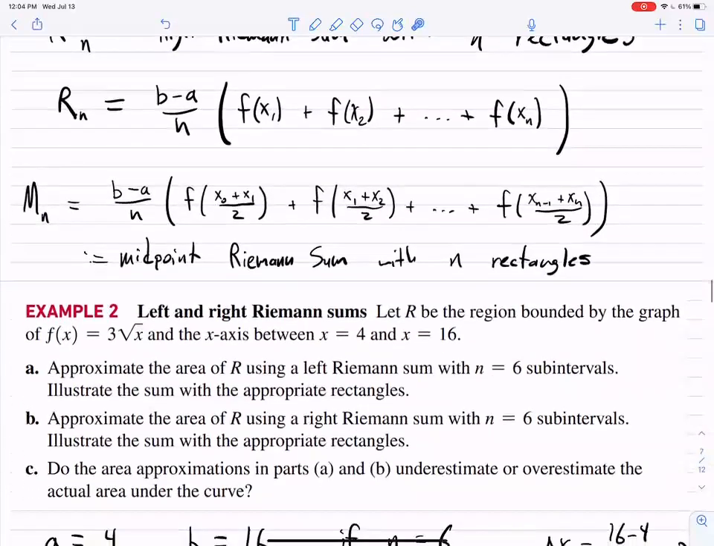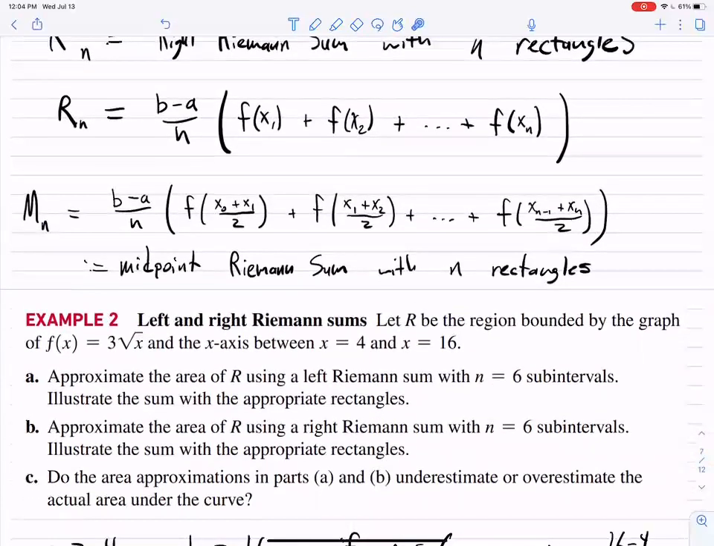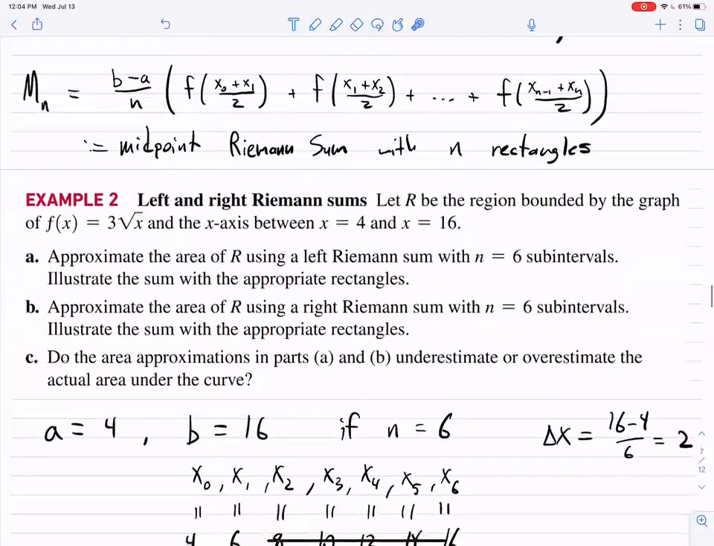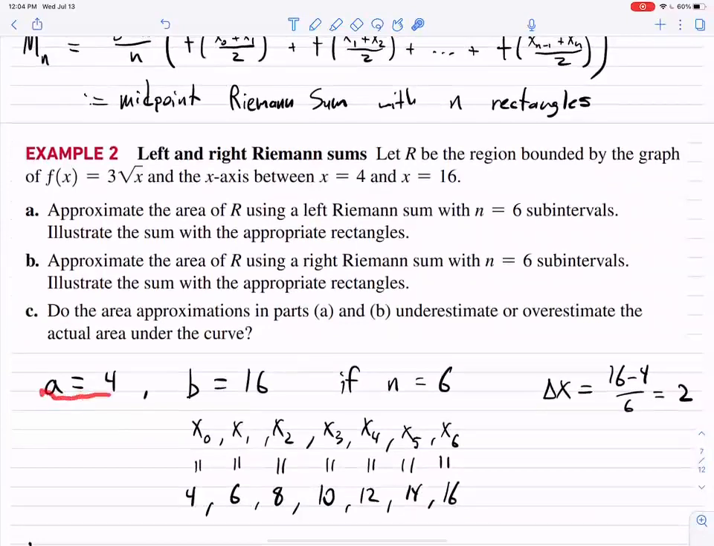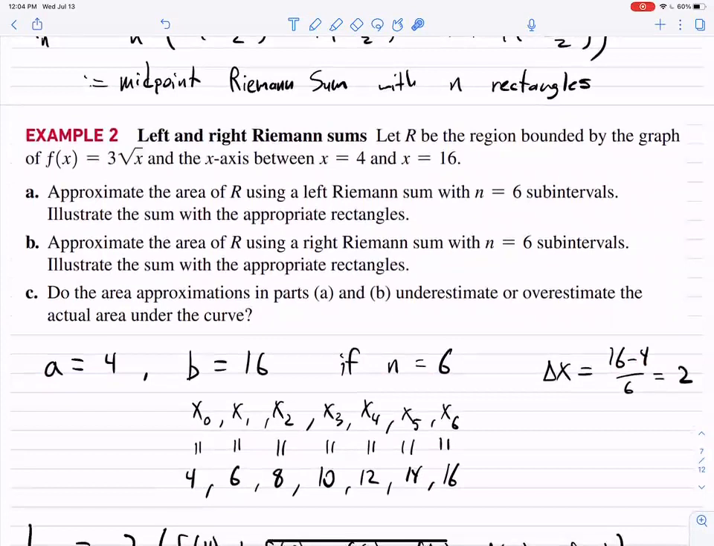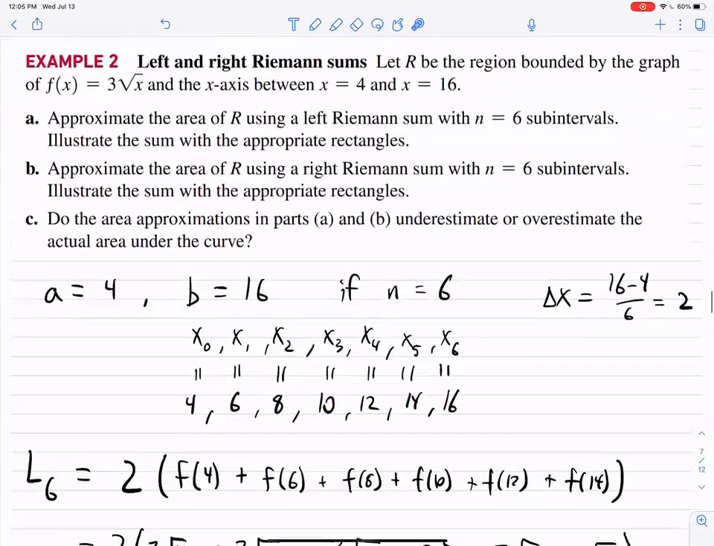So let's do an example. Let's do the left and right Riemann sums for the following function, 3 times the square root of x between 4 and 16. We're going to approximate the area of R using the left Riemann sum with n subintervals. Our starting point is 4, our endpoint is 16. If n is 6, then our delta x is 16 minus 4 over 6, which is 2. And so what are the endpoints of our intervals? They're going to be 4, 6, 8, 10, 12, 14, 16. Those are the endpoints of our intervals, but we're picking the left endpoints.